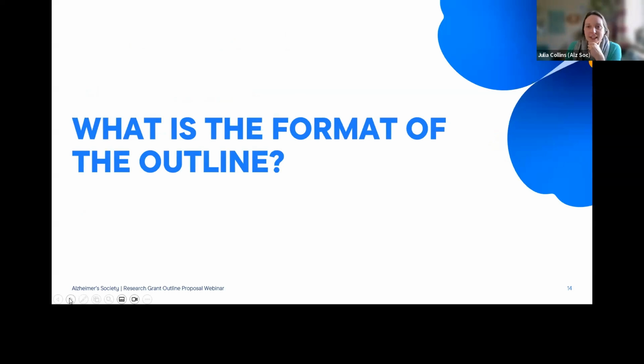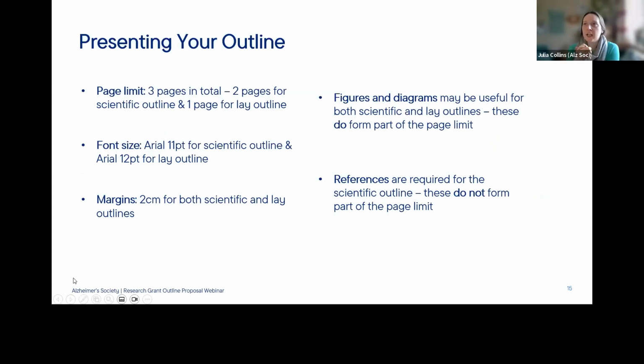So the slightly boring bit now, the format of the outline, very important though, so important. As we've been saying, there's 3 pages in total that are going to be added to your grant tracker application, 2 pages of scientific outline and 1 page of lay. Font size for your scientific cannot be smaller than Arial 11 points, and for your lay it needs to be Arial 12 points. We do expect 2 centimetre margins around each as well. I know this probably sounds really picky, but if you can appreciate that we will likely receive, I don't know, maybe 200 applications.